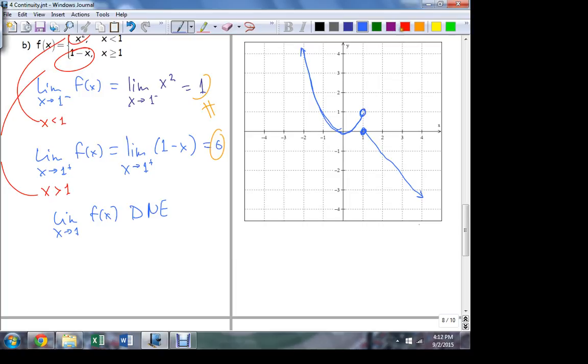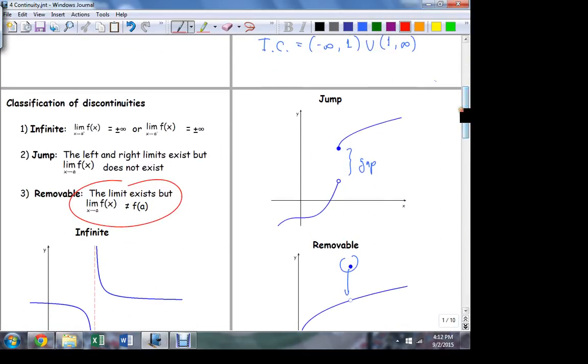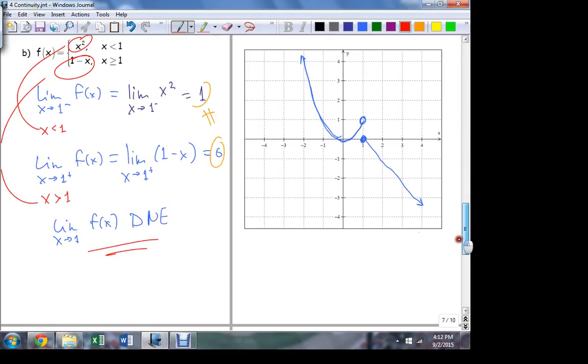So the limit fails to exist, and that means it's got to be one of these two. It's got to be either, now, but it's not infinite. It's not either of these two cases. Can't be removable because that case has a limit existing, so it's this case. The limit fails because left and right don't match up. So this function has a jump discontinuity at the point where x is equal to 1. It's continuous everywhere else, just there.